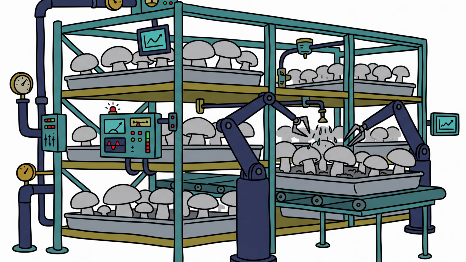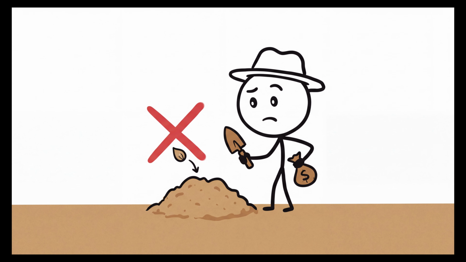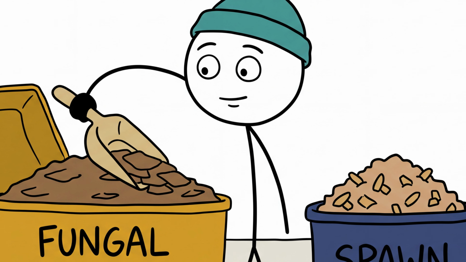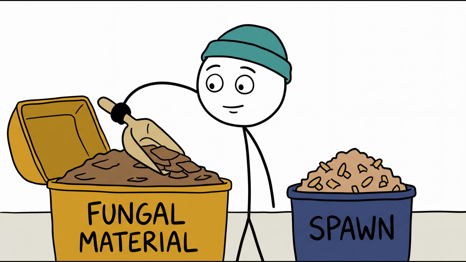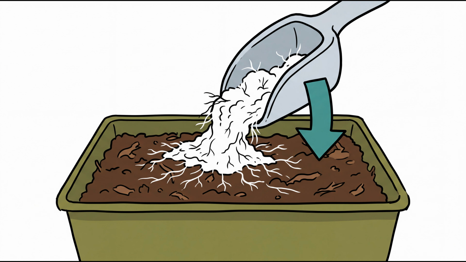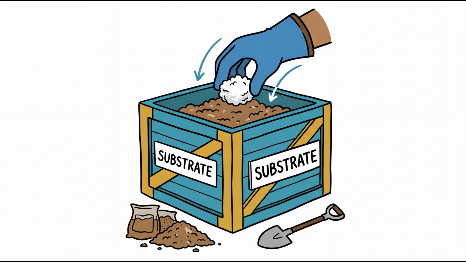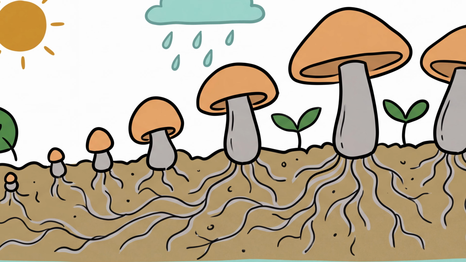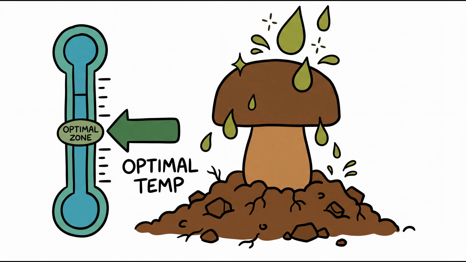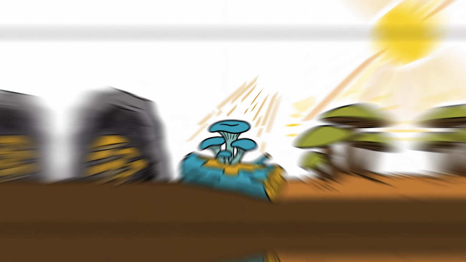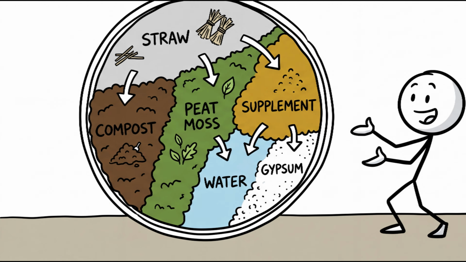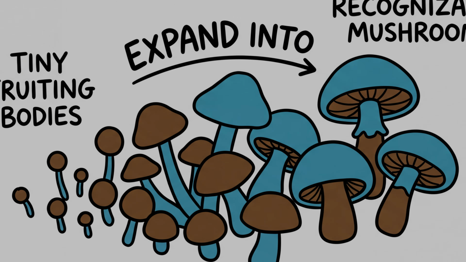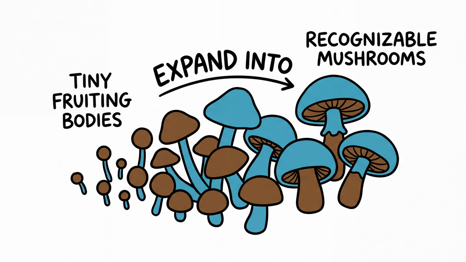Today, mushroom farming is a sophisticated industry. Growers don't simply plant mushroom seeds. There are no mushroom seeds. Instead, growers work with fungal material, such as spawn, which contains living mycelium. The mycelium is introduced into a prepared growing substrate. The fungus then colonizes that material. When the conditions are right, mushrooms begin forming. Temperature, moisture, fresh air, light levels for some species, and the composition of the growing medium can all influence development. Eventually, the tiny fruiting bodies expand into recognizable mushrooms.